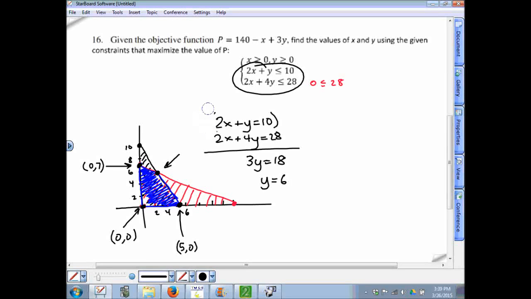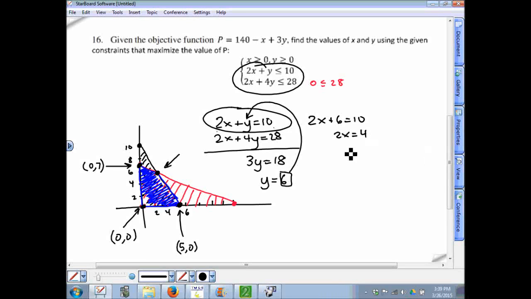Now, you've got to go back and find x. If we take this top equation and plug that 6 in for y, you're going to get 2x plus 6 equals 10. Subtract 6 to get 2x equals 4. Divide by 2 to get x equals 2. So that intersection there is the point 2 comma 6.